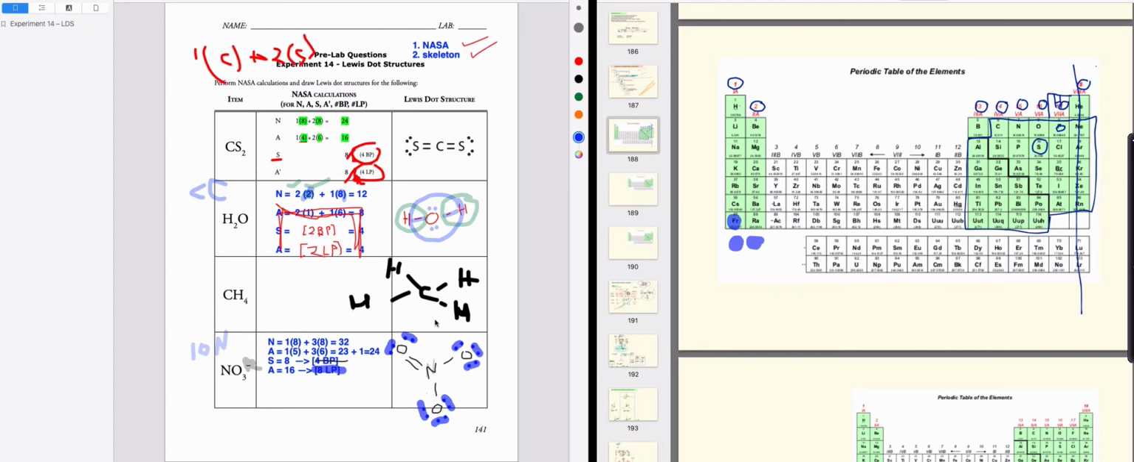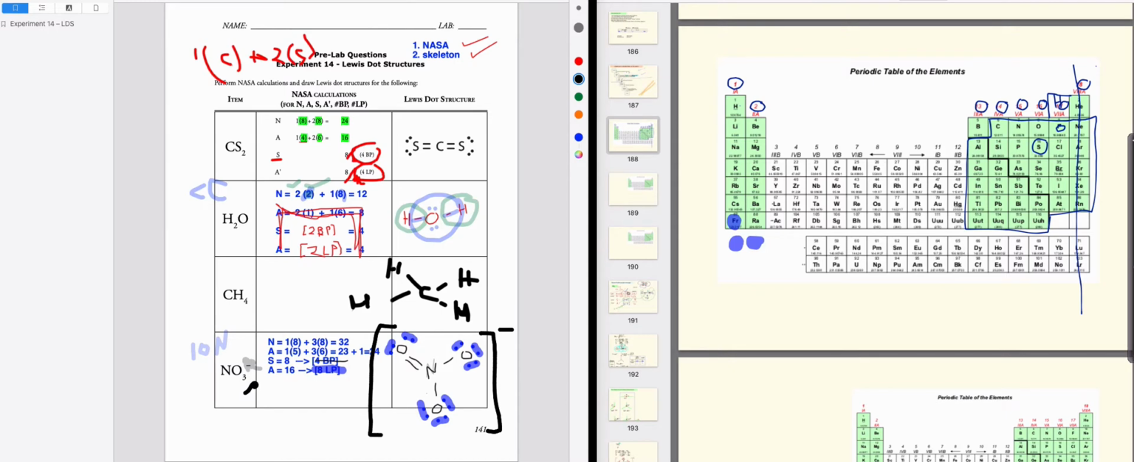Here's the only trick here. Now I know there's a negative charge floating around in there somewhere, but I don't know where it's at. So here's what you're supposed to do. You're supposed to draw square brackets around this. Remember to do this now. You draw square brackets, and then you put a minus sign. And here's what that means.